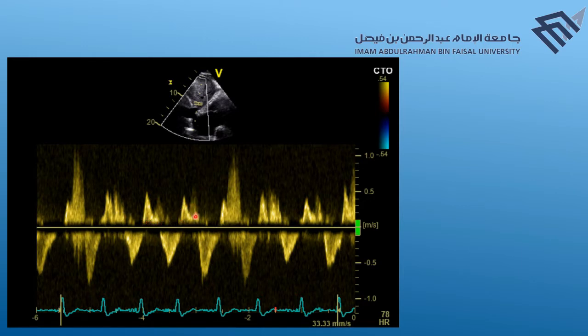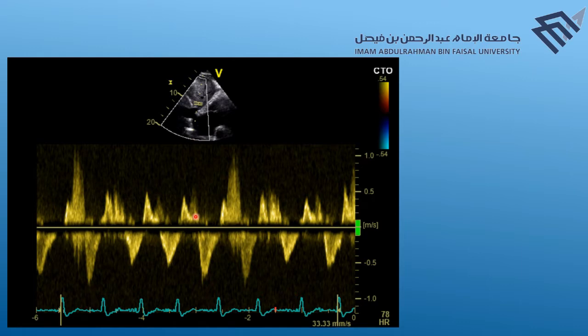We have to keep in mind the differential diagnosis for this. One of the very common differential diagnoses we see here is severe tricuspid regurgitation. The other is AV dyssynchrony, and we have to keep in mind some other differential diagnoses too.